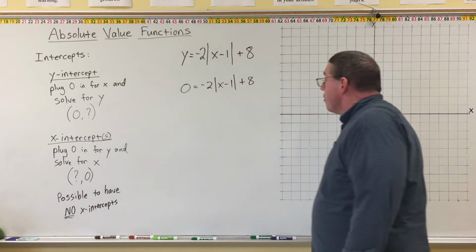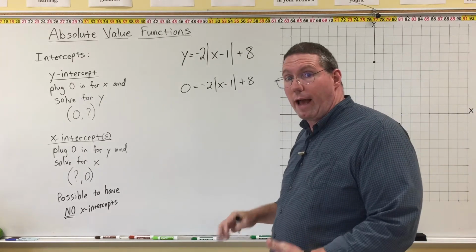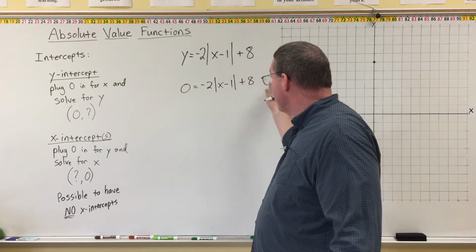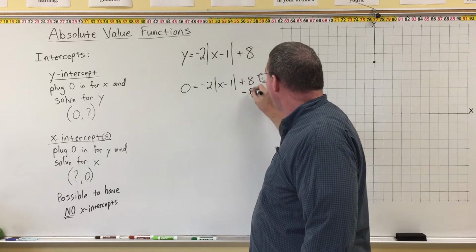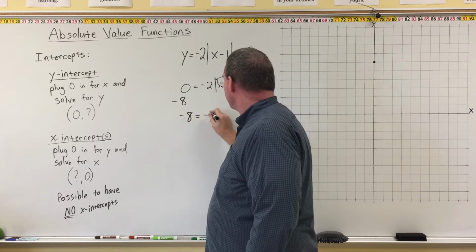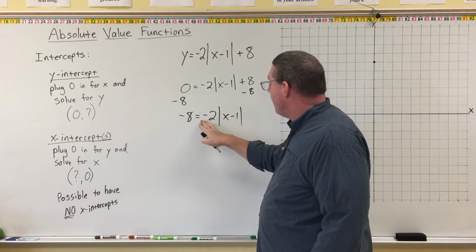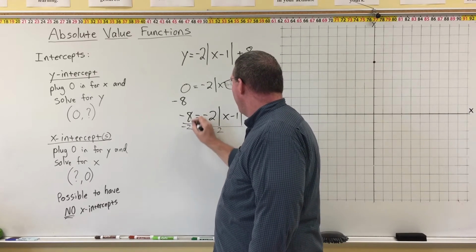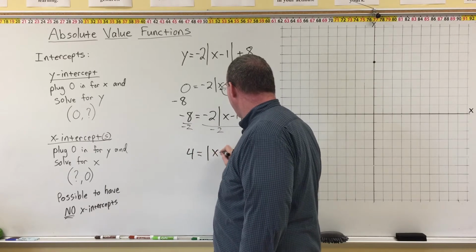Now, this may look familiar to you because just recently we learned how to solve absolute value equations. That's what this is now. It is an absolute value equation, and we just want to solve for x. So we're going to subtract 8 over here, subtract 8 over here, and we get -8 is equal to -2 times the absolute value of x minus 1. Now we're going to divide by -2 so that we can get rid of the -2 in front, and we get -8 divided by -2 is 4 equals the absolute value of x minus 1.